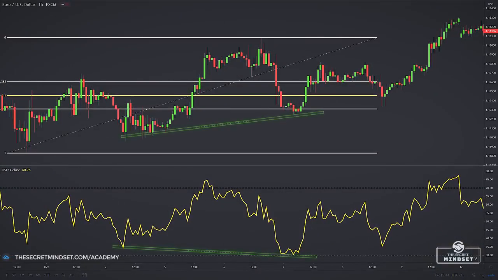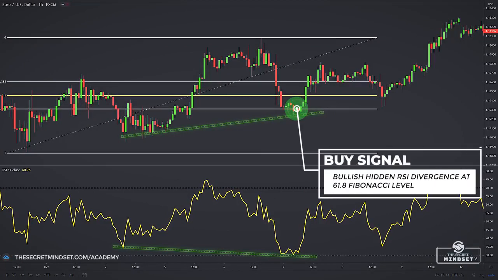Or you can use a Fibonacci retracement level with the RSI. You can enter after RSI hidden divergence in an uptrend when the price rejects an important Fib level. Or you could combine an oversold RSI with the 50 Fibonacci level, for example. The key is to find confluence between leading and lagging tools.